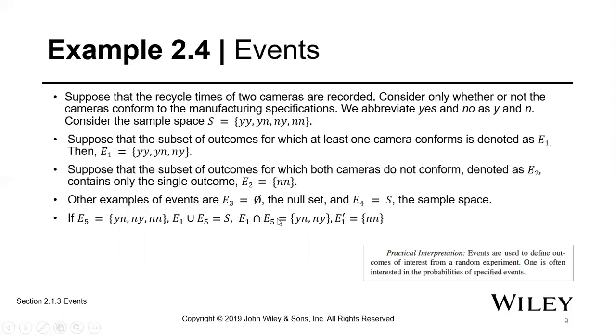E1 intersection E5 would be the outcomes that occur both in E1 right here and in E5. So what I end up doing is I look at each one. Yes, yes, does that appear down here? No, it doesn't. Yes, no appears, so it's over here. No, yes appears here and here. And no, no does not appear in E1. So E1 intersection E5 would be yes, no and no, yes. And the complement of E1, the outcomes that are not in E1, is just no, no.